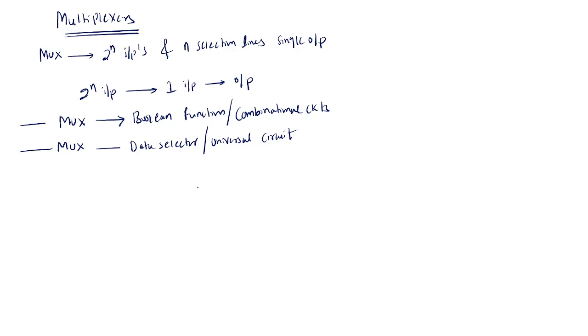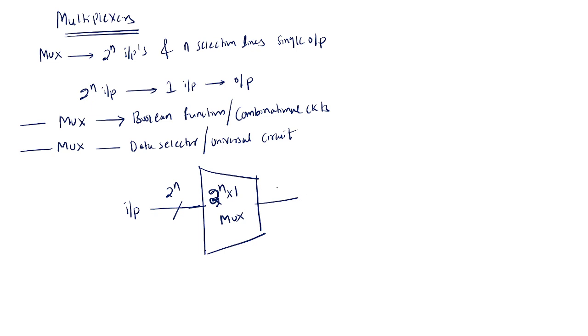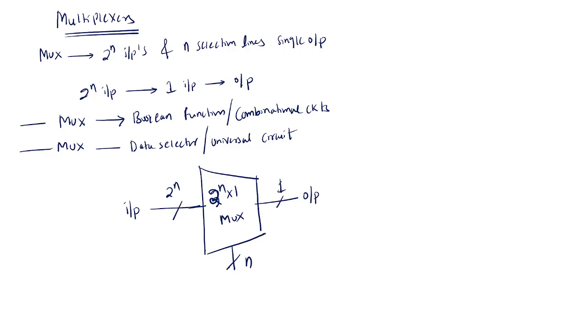If you see the basic MUX, so this is MUX. Let us take this as a 2 power n cross 1 MUX. So you have 2 power n inputs and one output. This is the output, and n selection lines. This is the basic structure for the MUX. Did you understand? Shall I move forward?